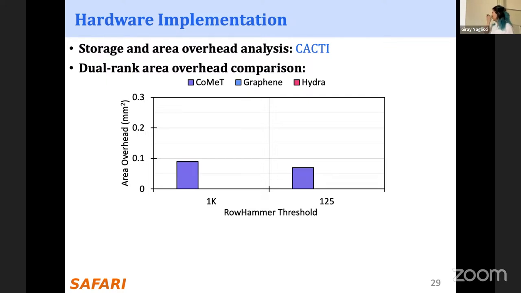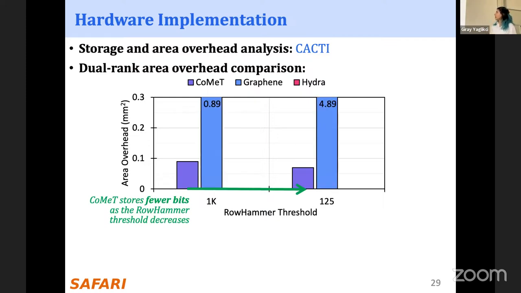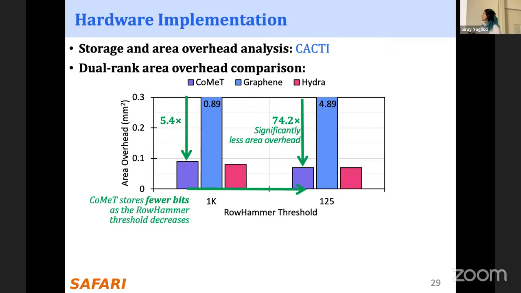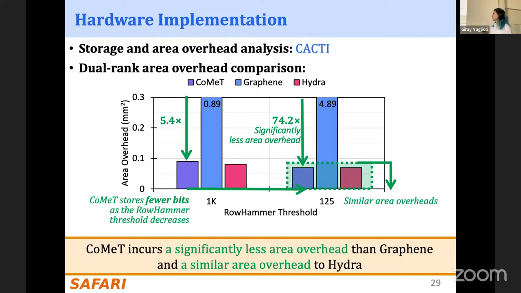As you can see, CoMeT's area overhead reduces as the RowHammer threshold decreases. This is because CoMeT stores fewer bits for its counters as the RowHammer threshold decreases. This is the area overhead of Graphene, and as you can see, CoMeT has significantly less area overhead compared to Graphene. And this is the area overhead of Hydra, which is pretty similar to CoMeT's area overhead. And we conclude that CoMeT has significantly less area overhead than Graphene, and a similar area overhead to Hydra.